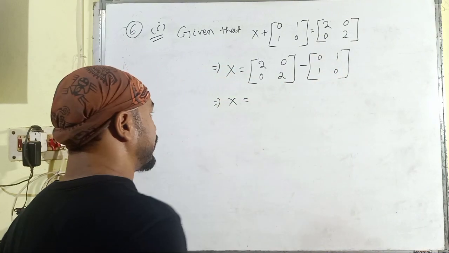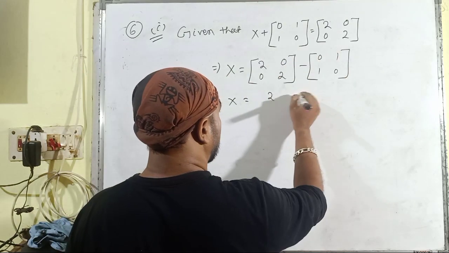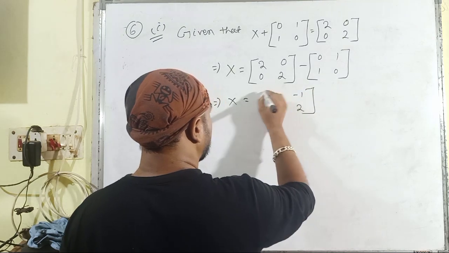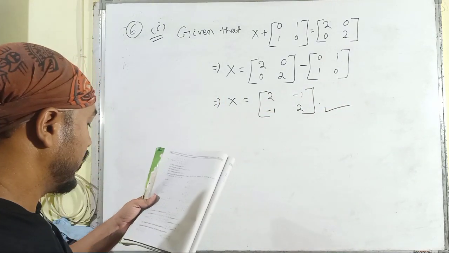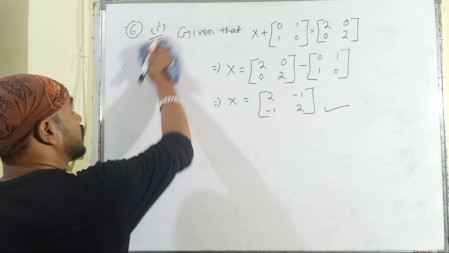Then you just have to subtract the corresponding elements. 2 minus 0 is 2, 0 minus 1 is minus 1, 0 minus 1 is minus 1, 2 minus 0 is 2. Hence the required matrix is the X matrix. Then the second bit of number 6 is here.